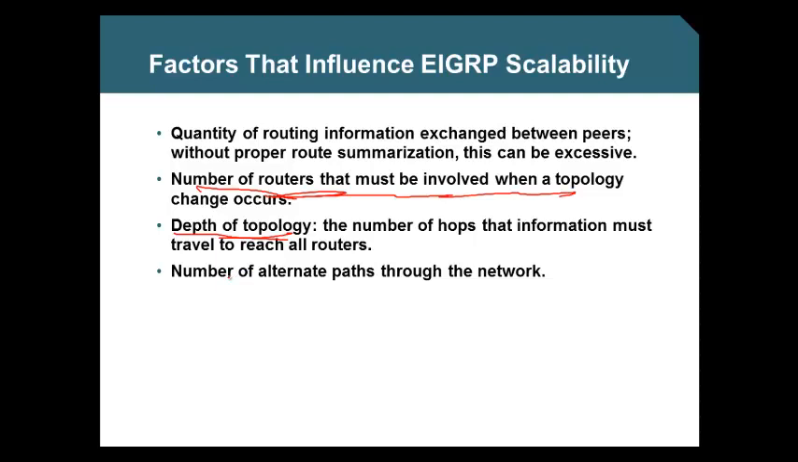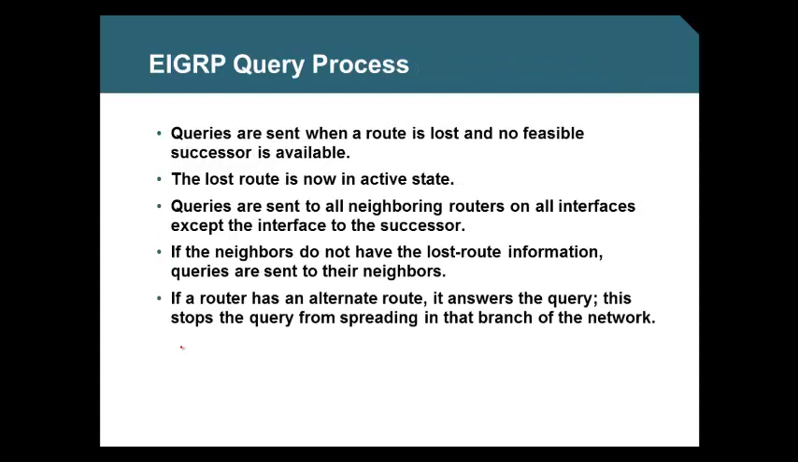Instead of that, querying everyone and then waiting for everyone's response is not good. Whenever EIGRP doesn't have a feasible successor, it will always send a query to neighbors. When the successor route goes down and there is no feasible successor, it will send a query to all the neighbors except the neighbor on the successor interface.